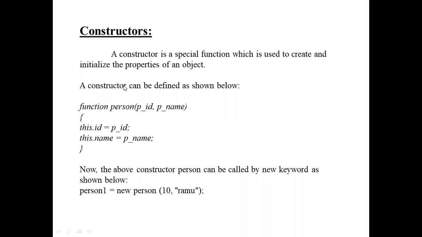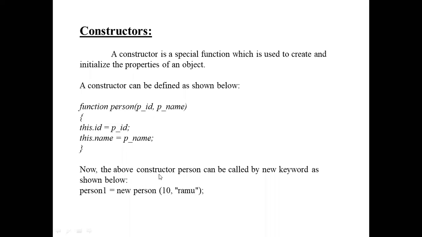Next, a constructor can be called by using the new keyword. So here person1 = new Person(10, Ramu). Here the constructor person is called using the new keyword. The passed values are 10 and Ramu. That is, 10 is passed to p_id, and Ramu is passed to p_name.